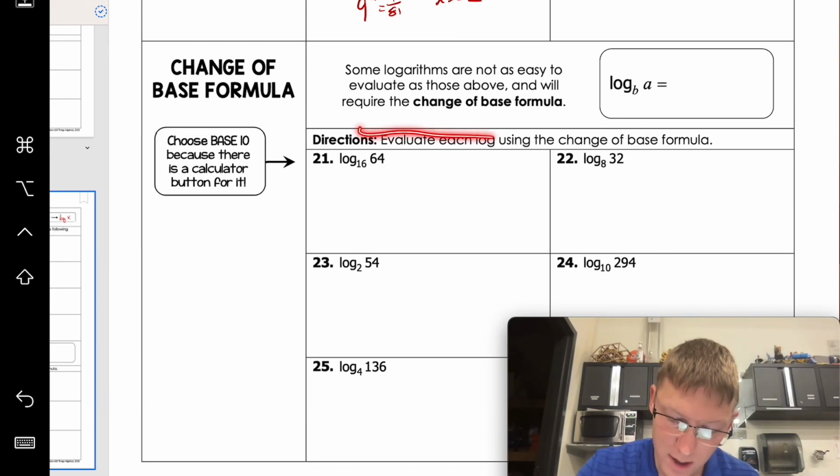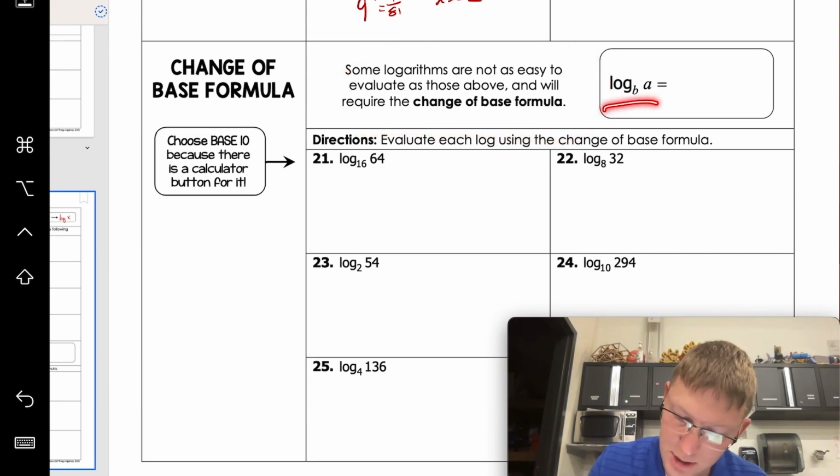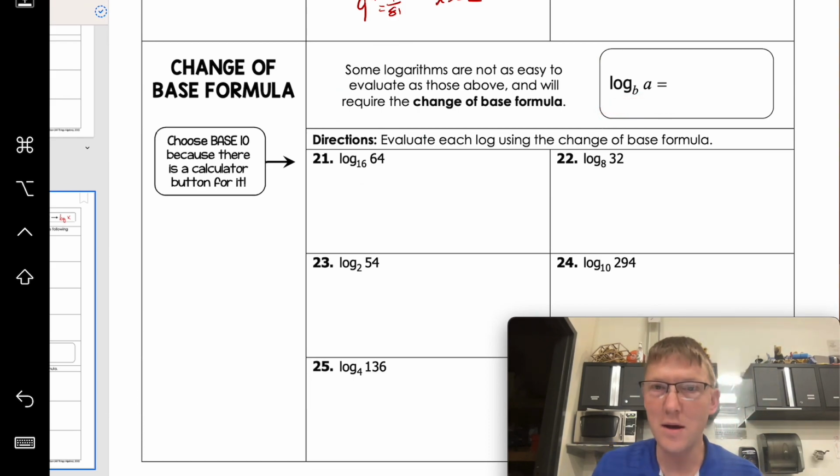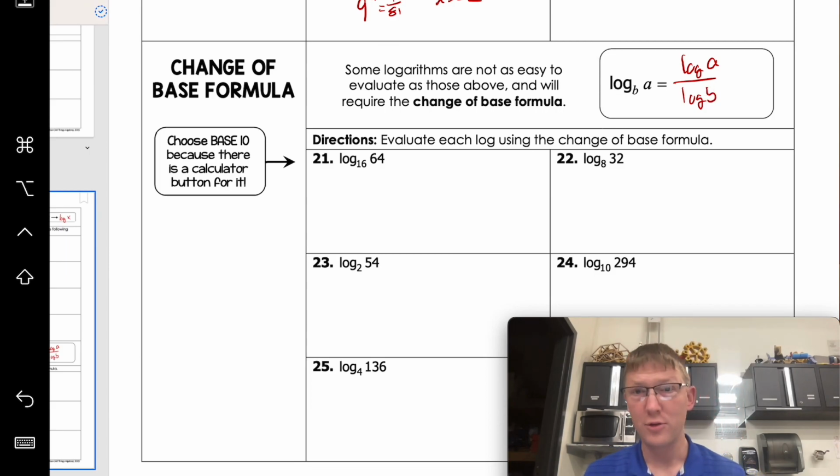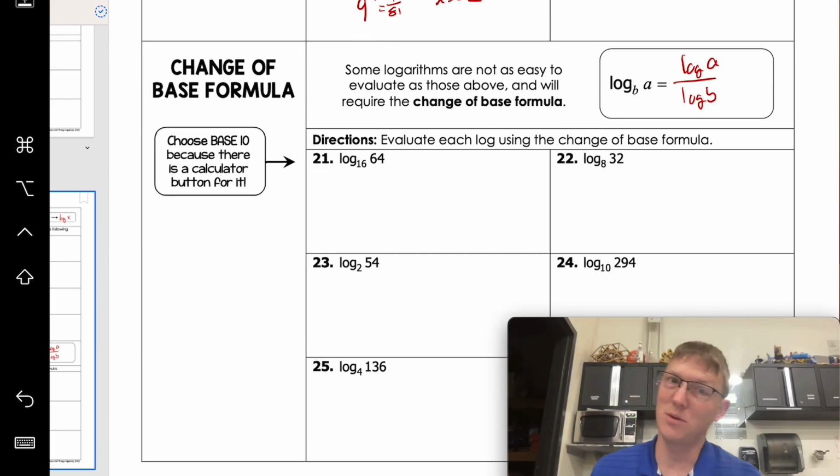Our formula is: log base b of a is equal to log of a over log of b. The way I remember that is the log of a is my big number, so it goes on top. Log of b is my little number, so it goes on bottom. I'm a visual person, so I see a little fraction right there. The a goes on top and the b goes on bottom. So let's try that out and see what it does.